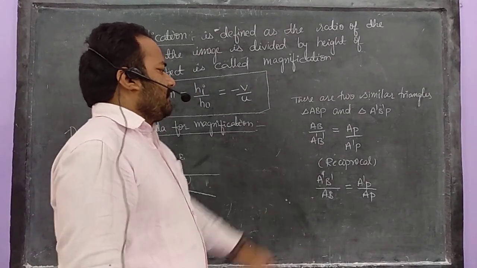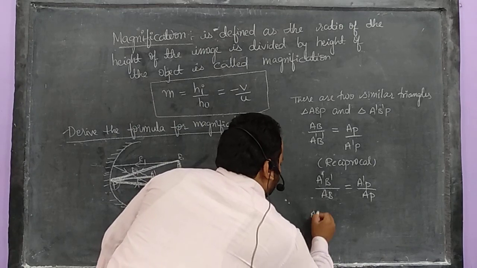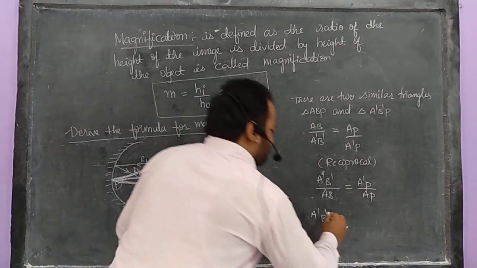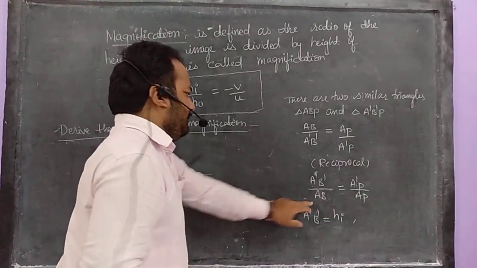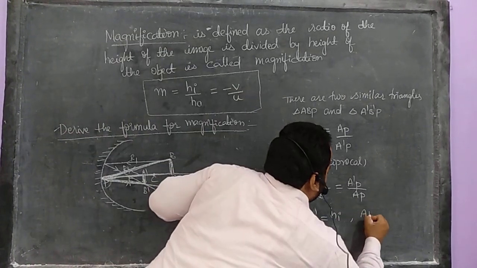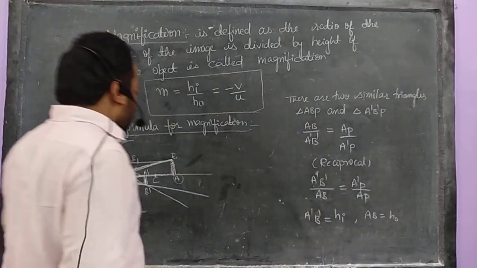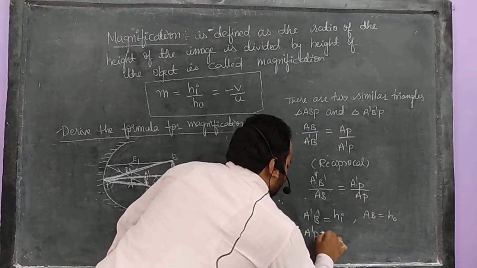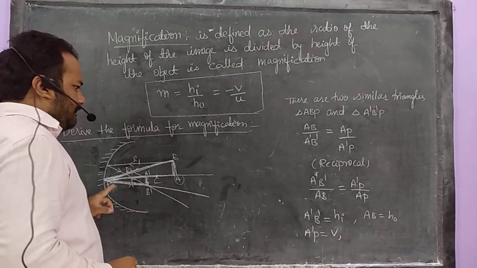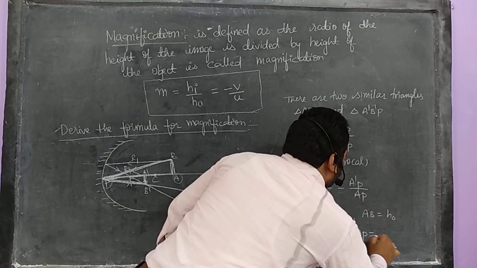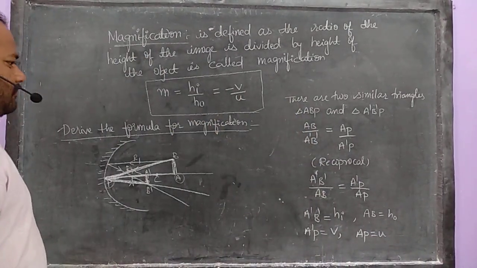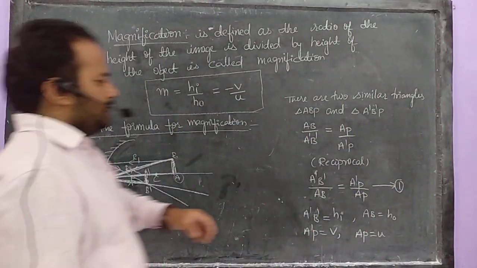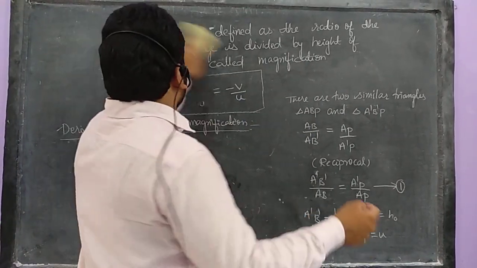Now if I ask you what is A dash, B dash? A dash, B dash is nothing but the height of the image. You will represent A dash, B dash with HI. AB is nothing but the height of the object, so my dear students, what can you write? HO we can write. What is A dash P? This is the image distance, V. A dash P is equal to V. What is AP? Object distance. So AP is equal to U. I can take this as equation 1.